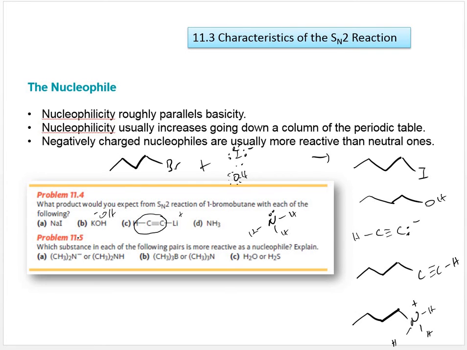The next question is 11.5. Which substance in each of the following pairs is more reactive as a nucleophile? Explain. Let's look at A. We have an amide ion, here an amine, right? So we know that same nitrogen, same nucleophile, 2-methyl. Here no hydrogen, there is one hydrogen. So basically like hydroxide versus water. So negatively charged nucleophiles are better or more nucleophilic than neutral ones.